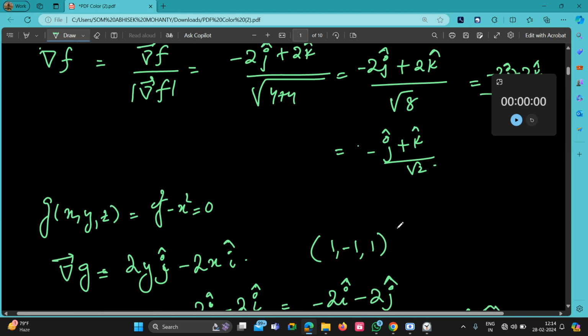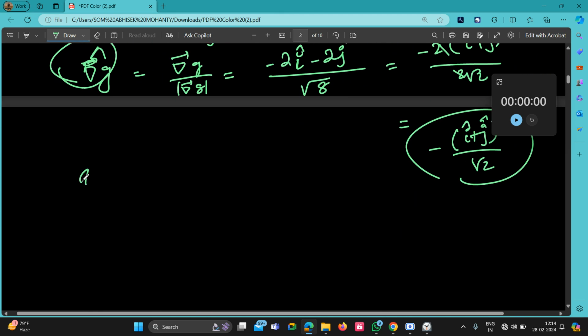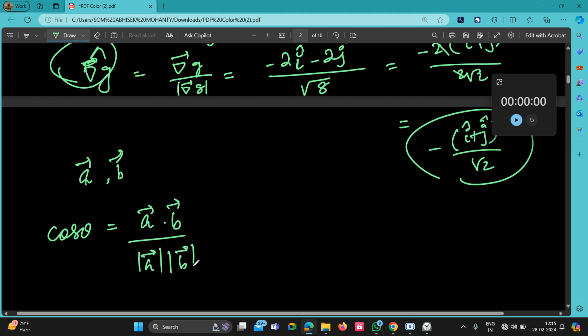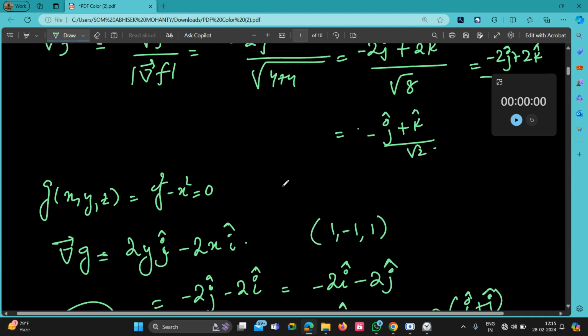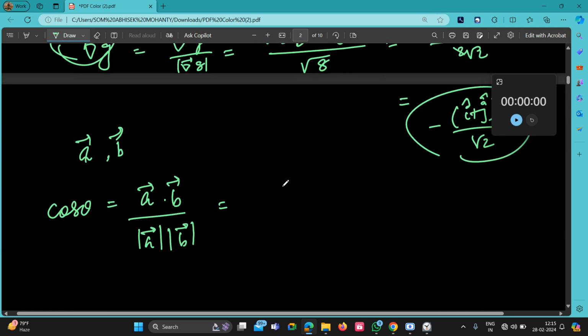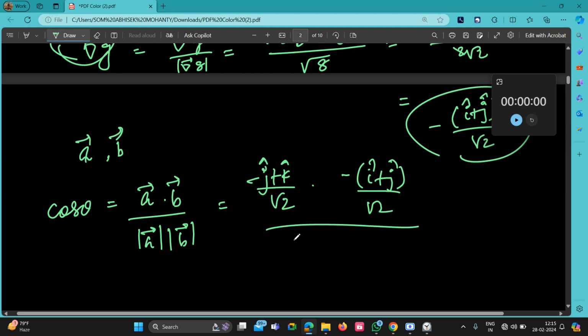What is the question? What is the angle between them? What is the angle between two vectors? Suppose A and B are two vectors. Cos theta is equal to A dot B divided by magnitude of A times magnitude of B, right? So A dot B will be minus j plus k by root 2 dot minus of i plus j by root 2, divided by magnitudes. This is root 2 by root 2, magnitude will be 1.